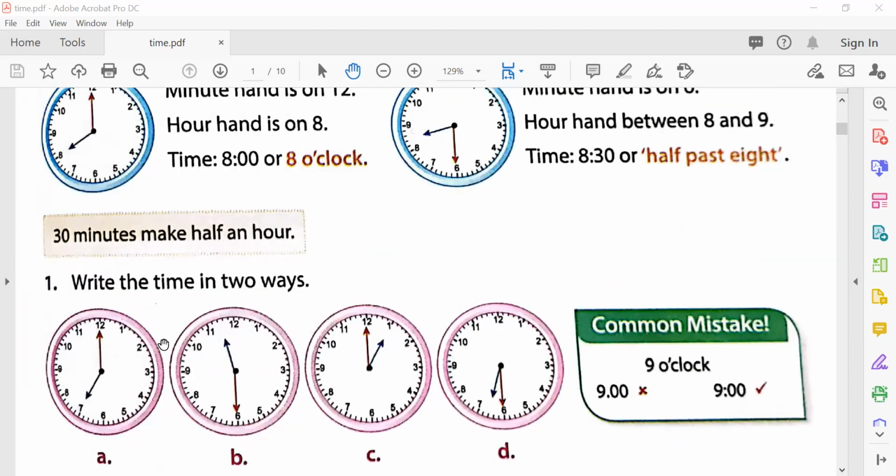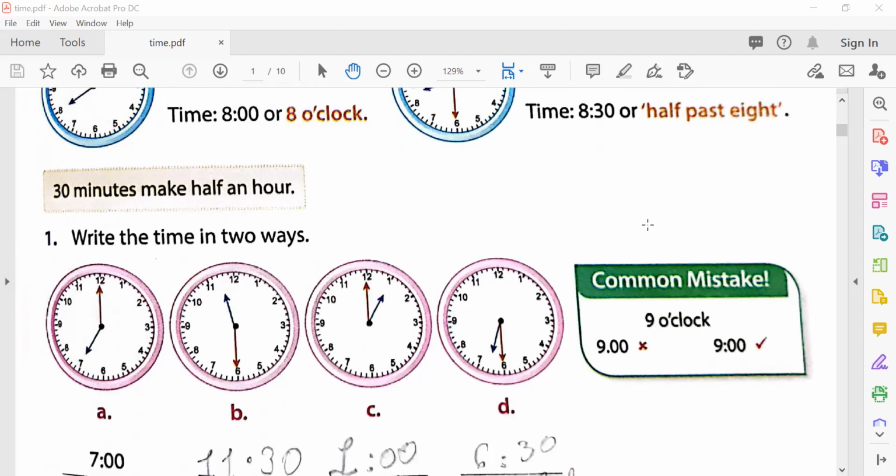Are there 60 minutes in half an hour? No. So in 1 hour, how many minutes are there? 60. Yes.